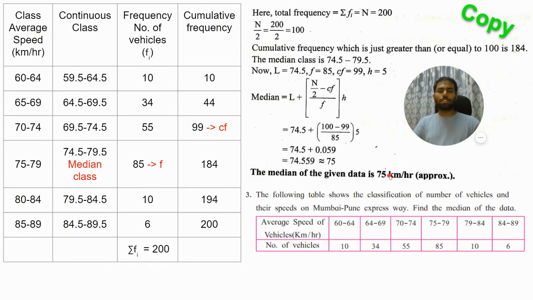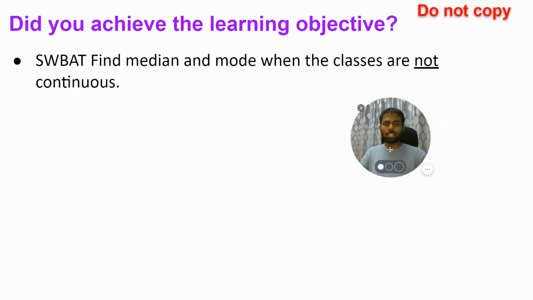So I've also found out mean for a frequency table which did not have continuous class. Okay, so that's it for this learning session. I hope you understood how to make classes which are not continuous into continuous classes, and then how do you continue solving for mode and median. Okay, mean के लिए continuous class की जरूरत नहीं होती है, सिर्फ mode और median के लिए continuous class होना चाहिए. Okay, so just check whether you have achieved today's learning objective or not.